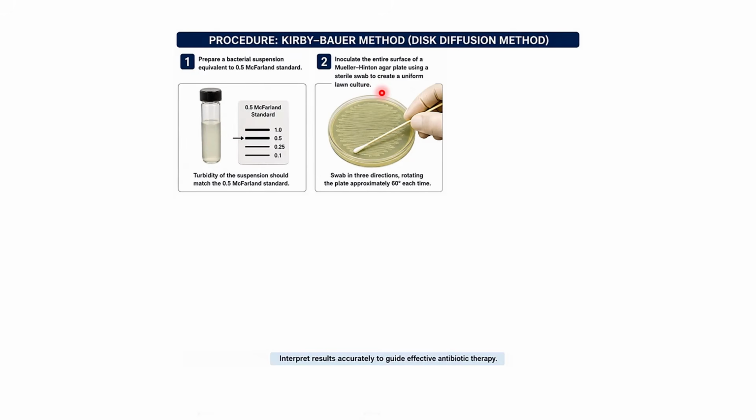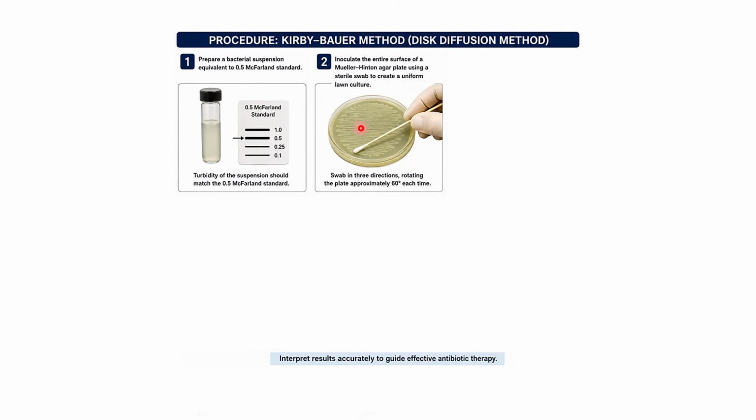So let's look at the procedure, or the steps involved in the Kirby-Bauer method, or the disk diffusion method, in antibiotic susceptibility testing. The first step is to standardize your bacterial suspension by adjusting the turbidity to that of a 0.5 McFarland standard. Once we are done with this, we inoculate the entire surface of the Muller-Hinton agar plate using a sterile swab to create a uniform lawn culture.